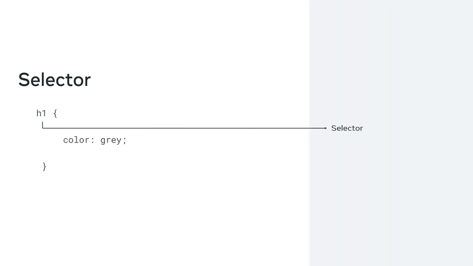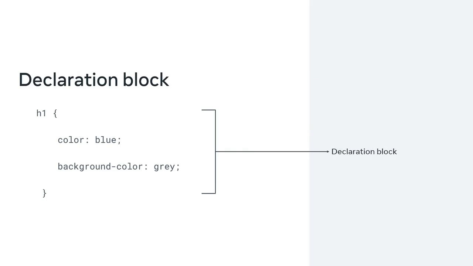The first element of the CSS rule is the selector. This indicates which HTML element or elements you want to style. For example, you can create a rule that uses the H1 selector to change the color of all heading 1 tags in a web page to grey. In this case, H1 is the selector, color is the property, and grey is the value of the property. You then create a declaration block using opening and closing curly brackets. The declaration block holds information about the properties and values that you are going to apply to the selector.